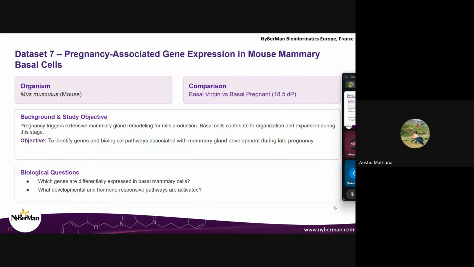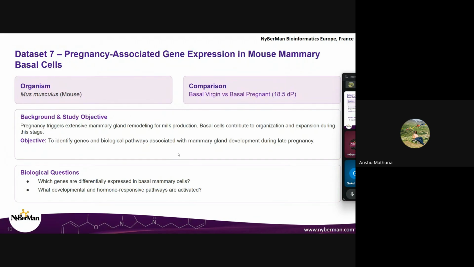Similarly, next is another condition in mouse. This data set is investigating the gene expression changes that happen in late pregnancy in mouse mammary basal cells. Here, one is a pregnant mouse and one is a virgin mouse. Initially we were checking in the luminal cells; here we are going to check in the basal cells. The comparison is happening between a virgin and a pregnant mouse.